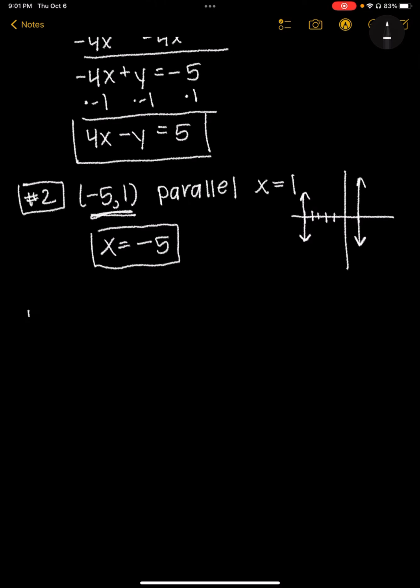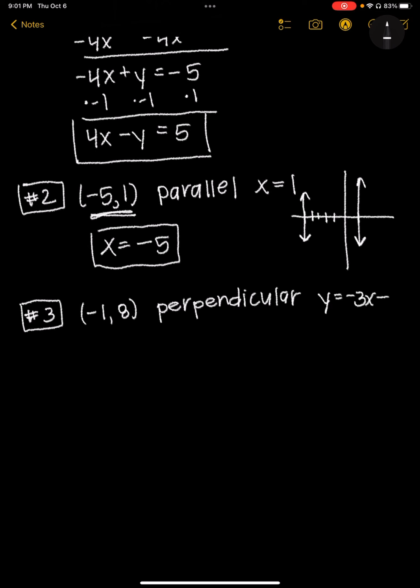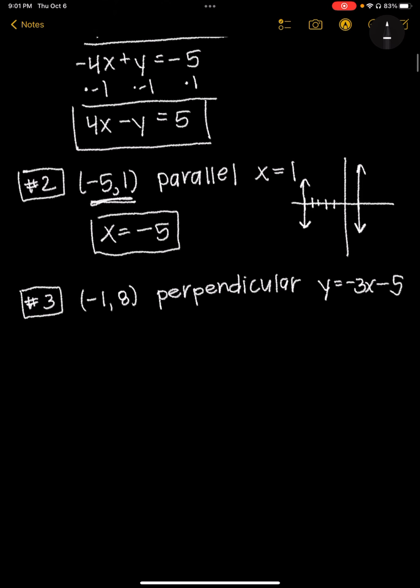Okay, now that was a little bit of a weird one, but let's go through now some perpendicular examples. So the next example, we want to go through -1, 8, but this time we want it to be perpendicular to y equals -3x minus 5. Okay, so the first thing we're going to do is find the slope of this equation, which is the number in front of the x, which is that -3. So I know for this equation that m is equal to -3.